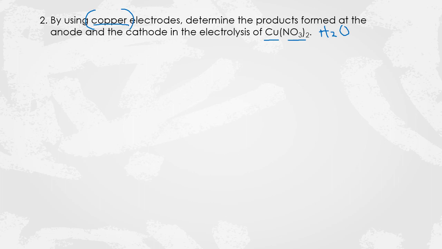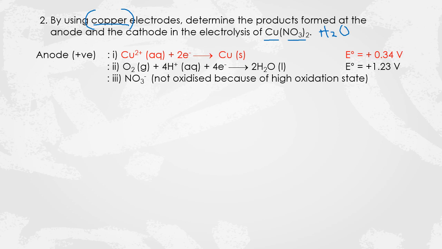So for the anode that attracts anions, we're going to have possible anions of nitrate, copper 2+ that comes from the electrode, and also water. But nitrate has a very high oxidation state, so it cannot be oxidized, which means it is going to be disqualified. We'll proceed with only Cu and also water. So the anode undergoes oxidation and will favor a more negative value, so Cu will be selected.